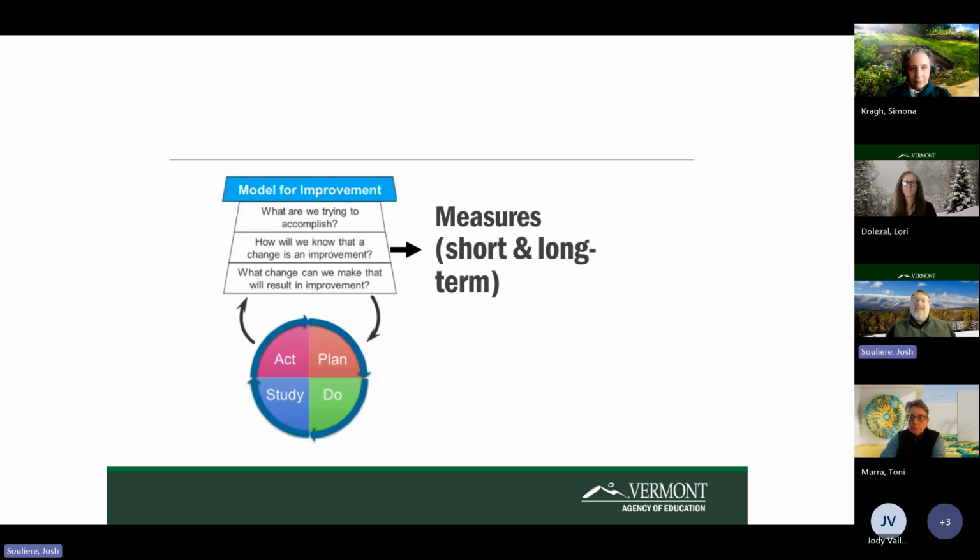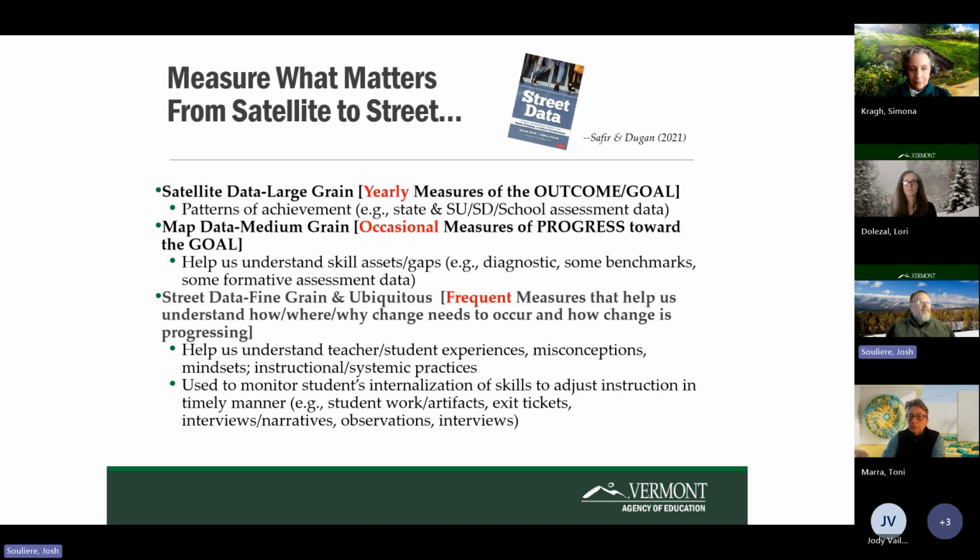Measures in the model for improvement. The second question is, how will we know that the change is an improvement? This question relates directly to the outcome and process measures you will examine in service of the goals that you set. In terms of outcome measures, we can look at long-term or lagging measures and short-term, sometimes referred to as leading measures. Lagging long-term measures include the final summative outcome measure that tells us if we met our goals. Short-term leading measures tell us how we are making progress along the way.